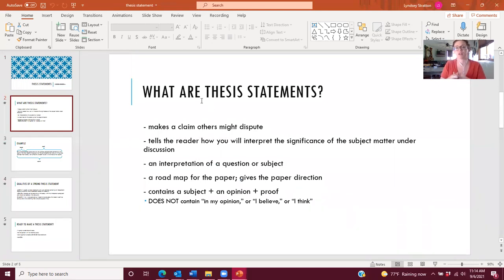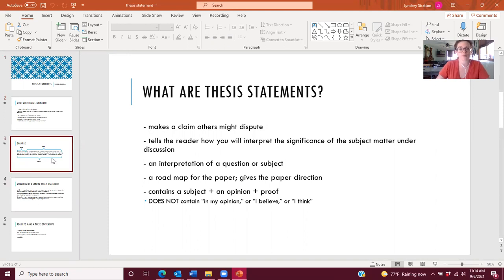So a thesis statement is going to make a claim that others can possibly dispute, so you want it to be somewhat controversial. It's going to tell the reader how you are going to interpret the subject matter within the body of your paper. It's going to pose a question on a subject. It's going to give your paper direction, and it's going to contain a subject, opinion, and proof. However, you're going to do this without including the phrase I.